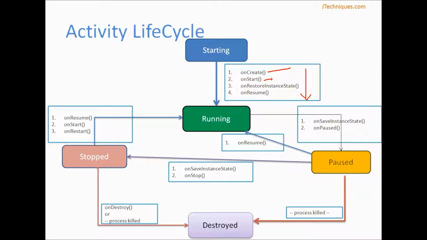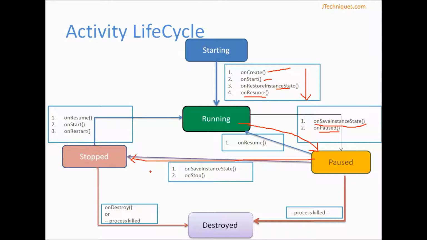Then onStart is called, then onRestoreInstanceState. Android sends a set of data as a bundle which you can restore if required. Then onResume is invoked. Then if you invoke some other activity from our activity 1, the activity 1 goes from running to paused. At that point onSaveInstanceState is called so that you get a chance to store any data that you are currently using in the activity. Then onPause is called, and then the activity goes into paused, and from paused the activity could go into stopped state.